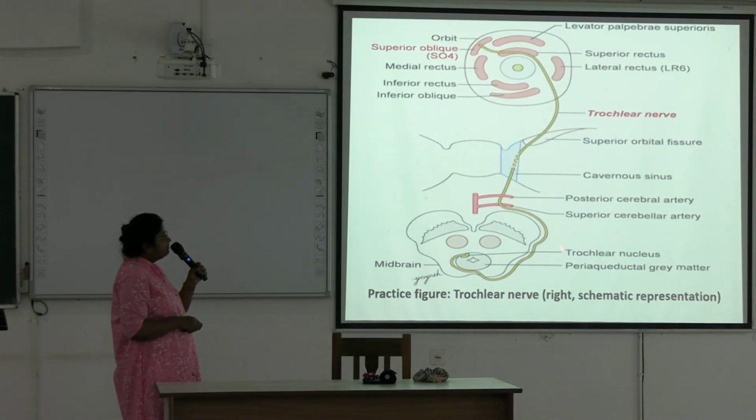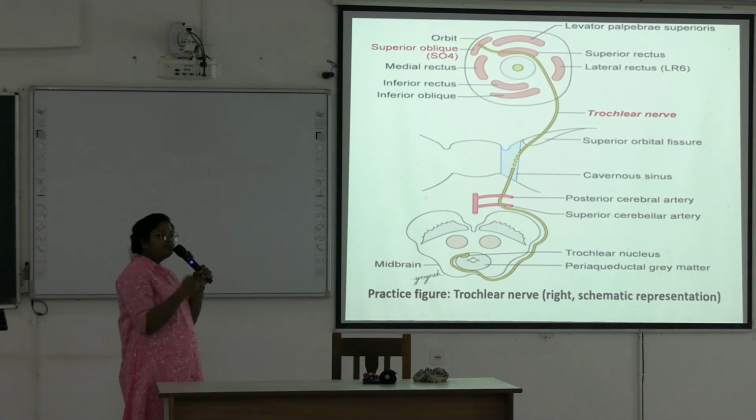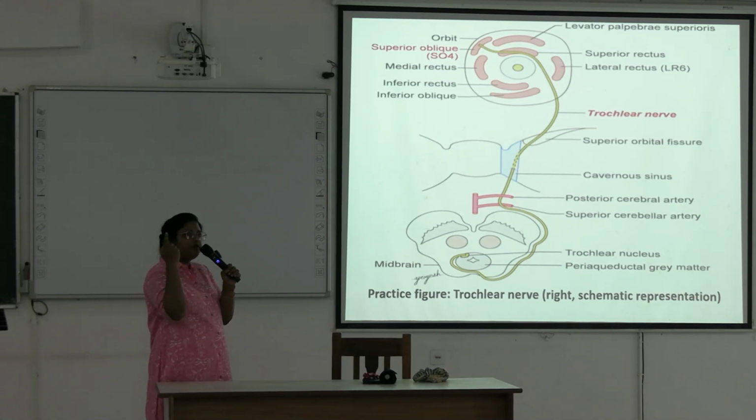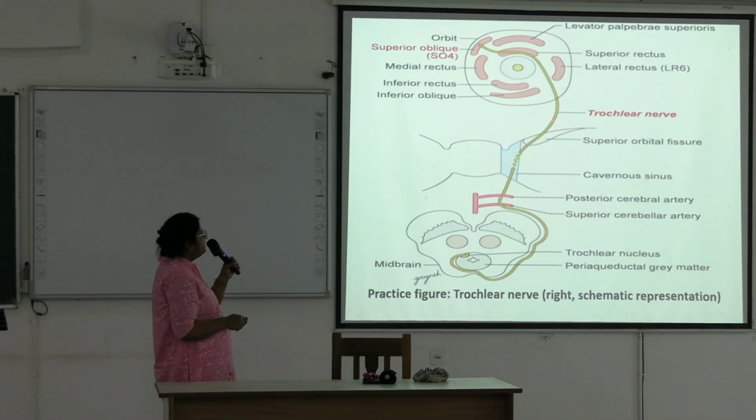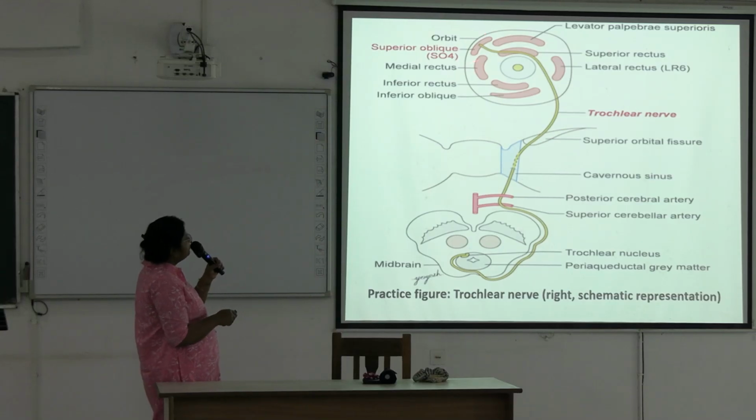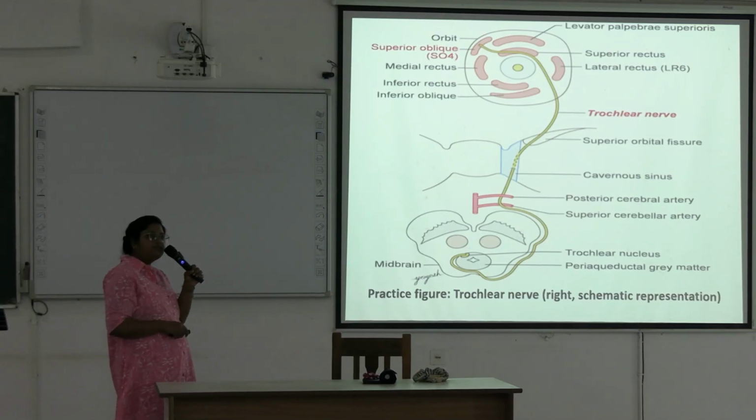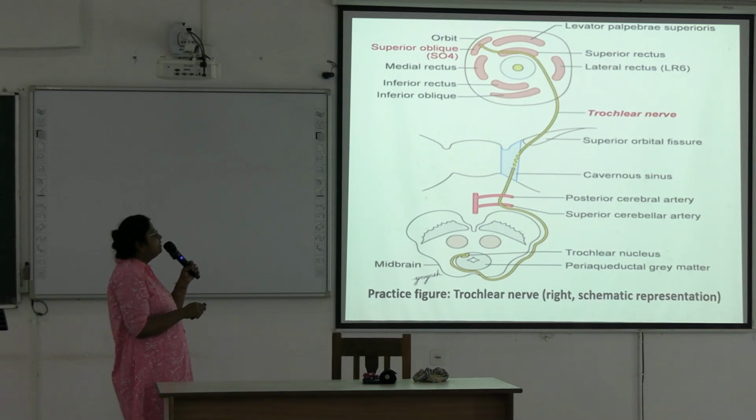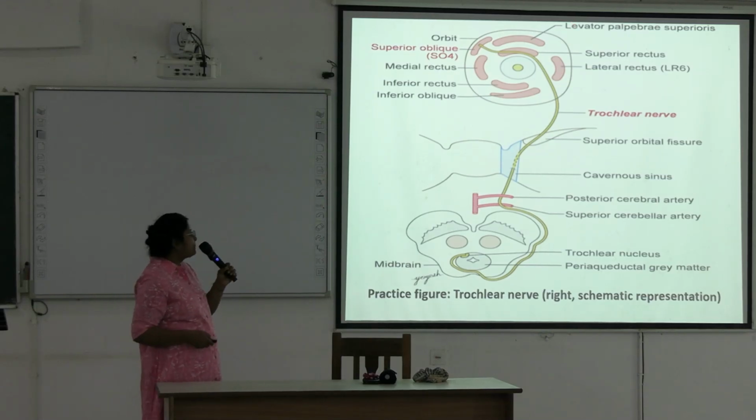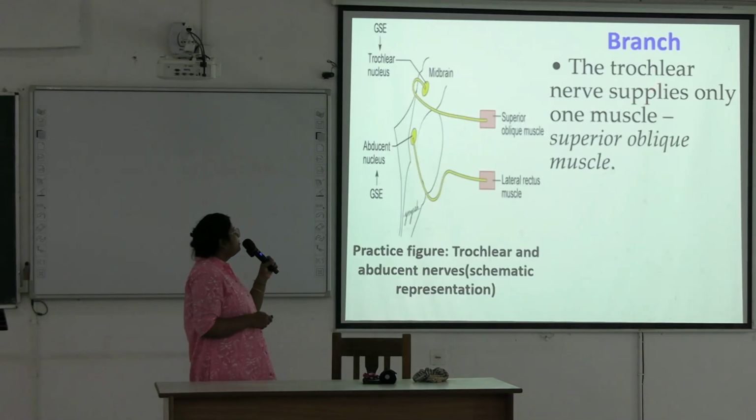and the cerebellar peduncle, then passes in between these two arteries, posterior cerebral and superior cerebellar artery, piercing the roof of the cavernous sinus, lying between the oculomotor above and ophthalmic below, then entering the superior orbital fissure and into the orbit to supply the superior oblique muscle. Okay, so this is the course of the trochlear nerve. Understood? Next, what is the branch?